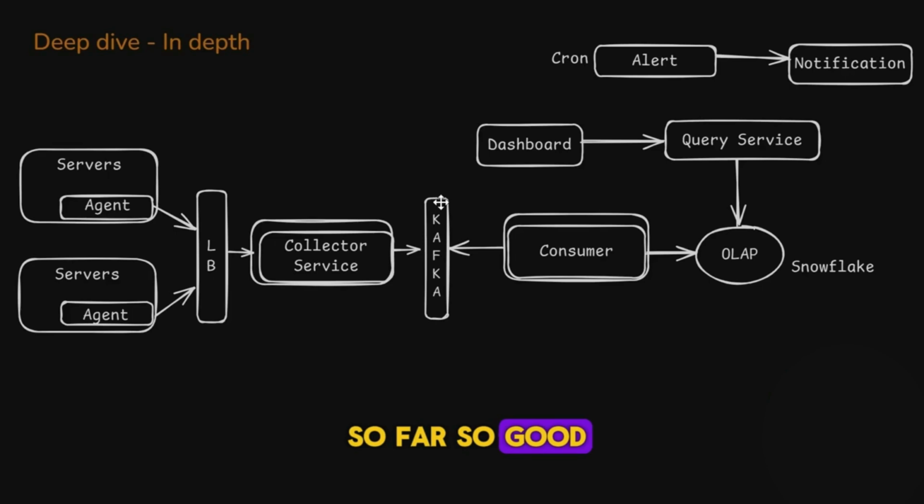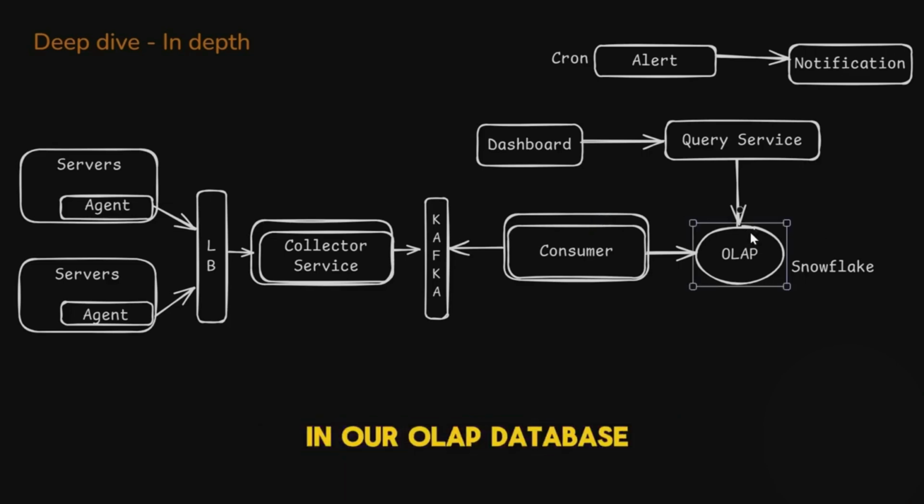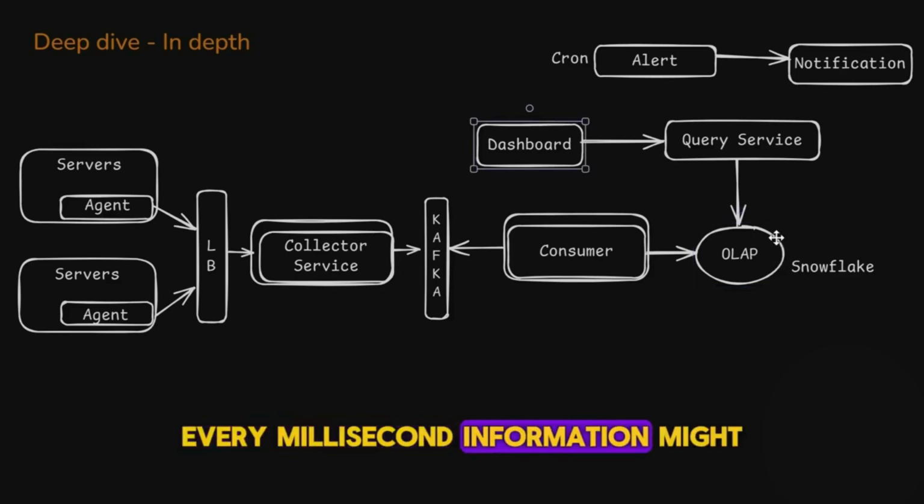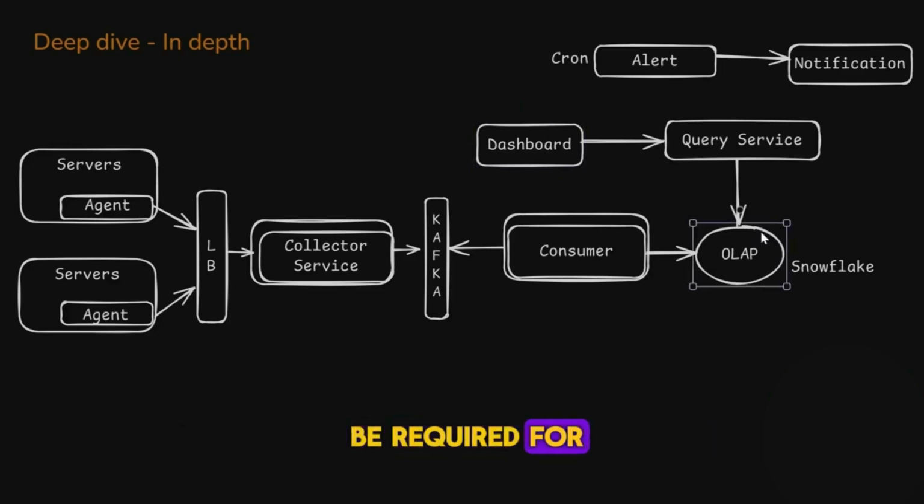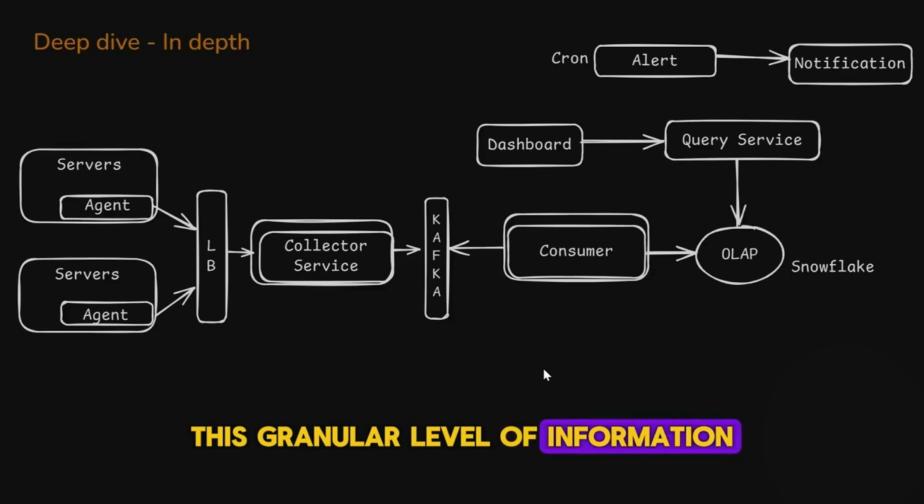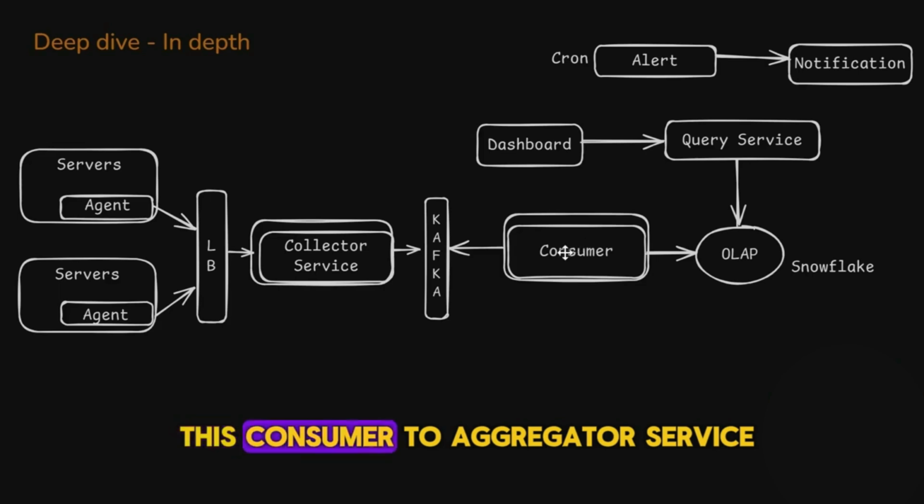So far so good, but do we really need to store all this millisecond information in our OLAP database to serve the dashboard query? Probably every millisecond of information might be required for analytics purposes, for running the machine learning model, but we definitely do not need this granular level of information for our dashboard or alert system. So we can change this consumer to an aggregator service.